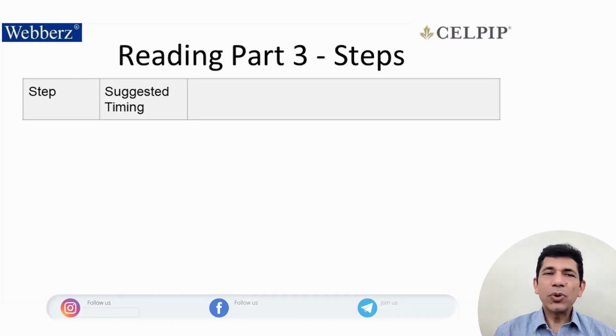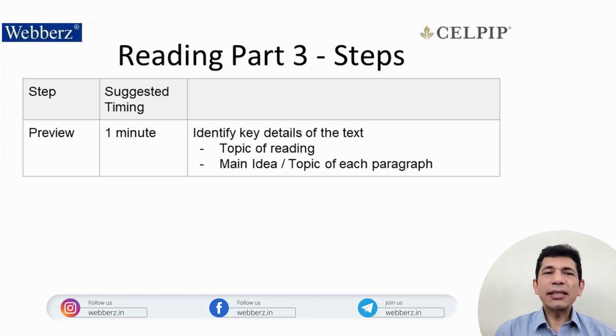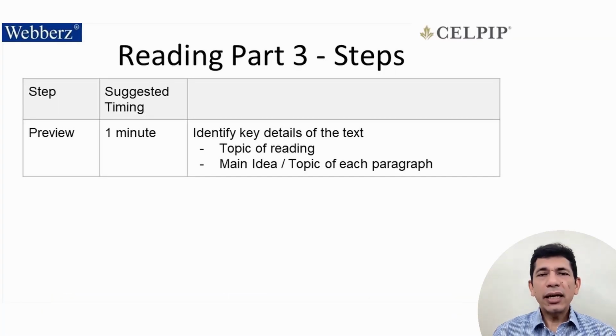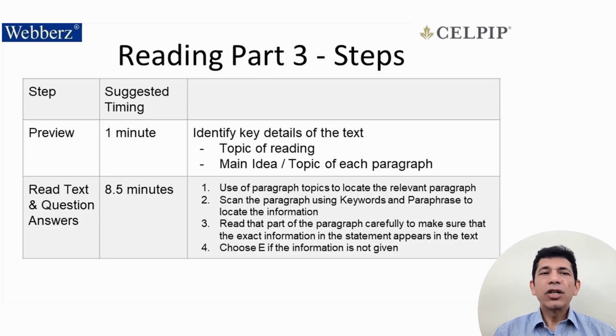How to attempt these kinds of questions? There are some steps which I would like to suggest. The first step is called preview. Take about a minute to identify the key details of the text, the topic of reading, the main idea, and the topic of every paragraph. Then you read the text and answer the questions. Take about 8.5 minutes to do it.